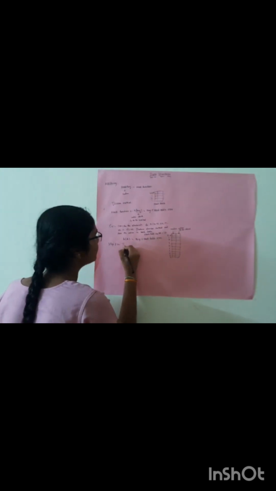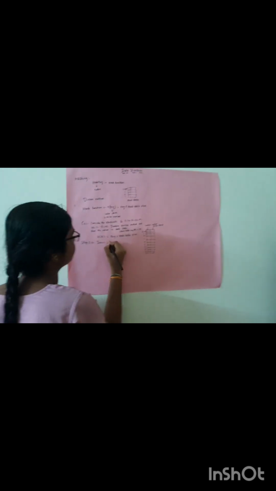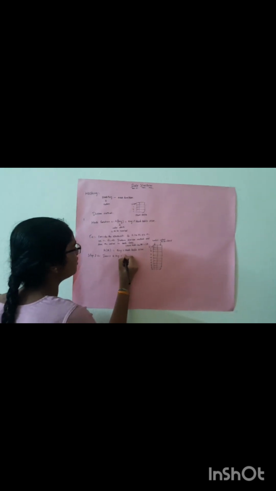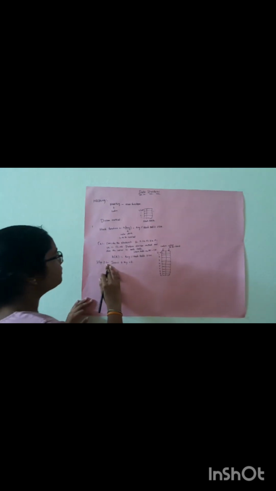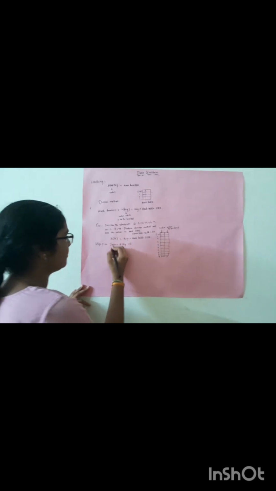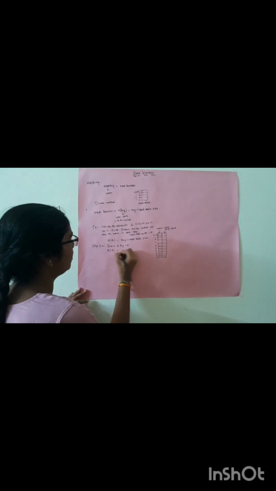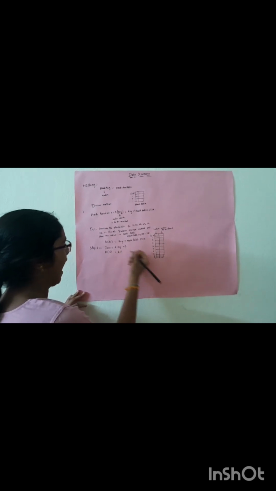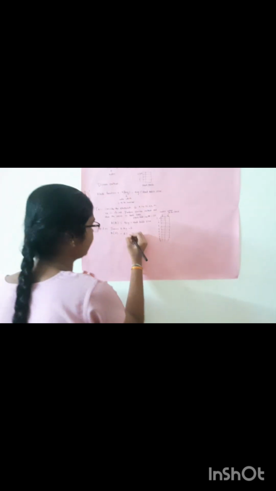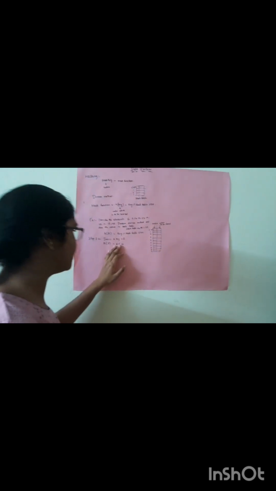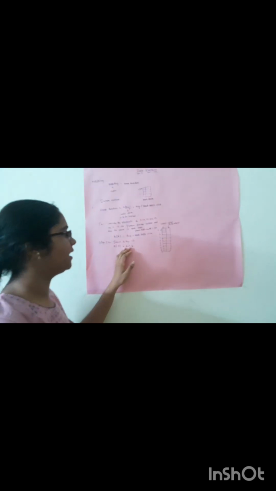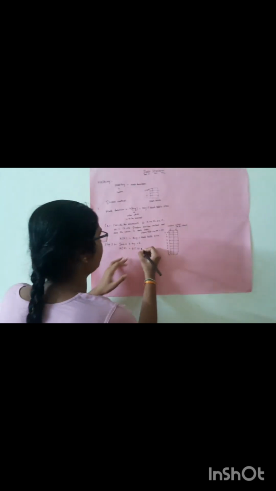As we all know, the first value is 6. So insert 6. Key equal to 6. Now we need to calculate the hash value for this key using the hash function, which is h of 6 equal to 6 mod hash table size, which is 10. Here it is the modulo operation, which gives the remainder. When we divide 6 by 10, the remainder is 6. So here 6 is inserted at the 6th position.